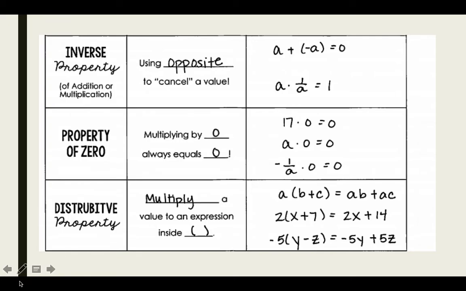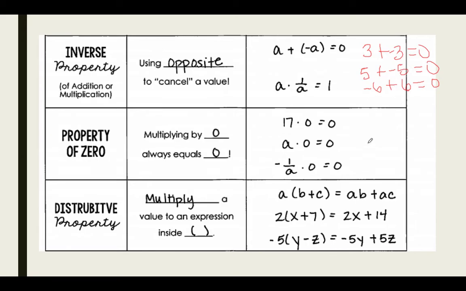So an example of that would be, get my pen here, 3 plus negative 3 equals 0. 5 plus negative 5 equals 0. Negative 6 plus 6 equals 0. So the opposite, they're inverses of each other. They cancel each other out.